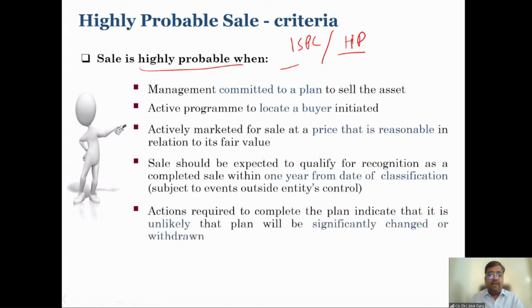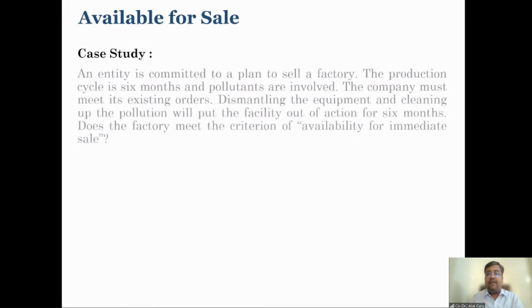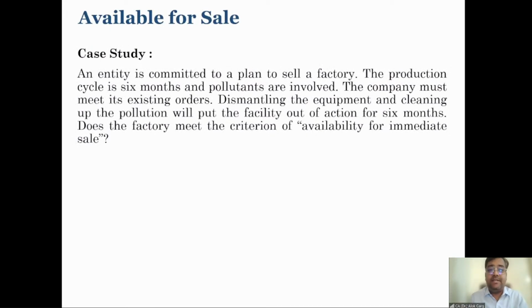So before this, let me take you through some case study for available for immediate sale in the present condition. An entity is committed to a plan to sell a factory, right? The production cycle is 6 months and pollutants are involved. Pollutants are involved means the chimneys of the factory are emitting a huge level of carbon monoxide or pollution.